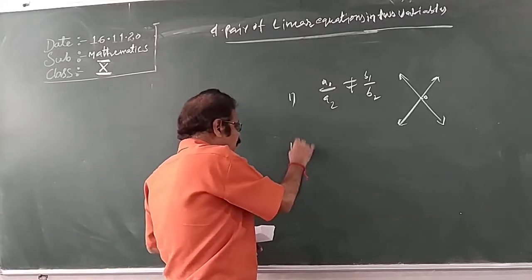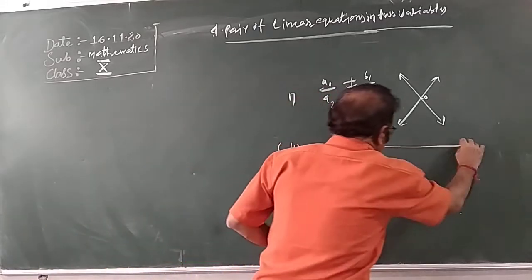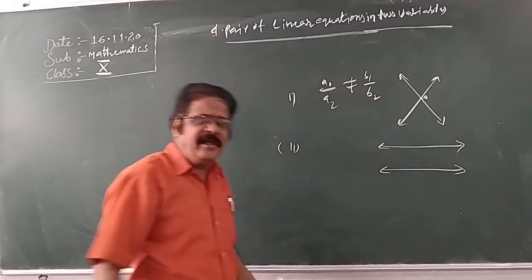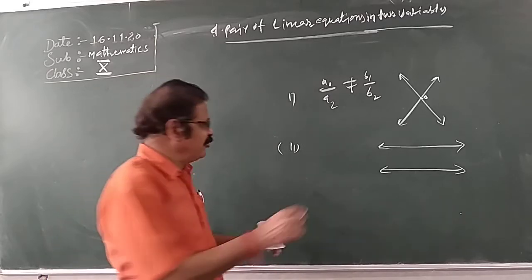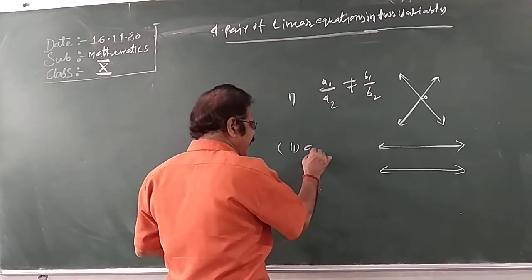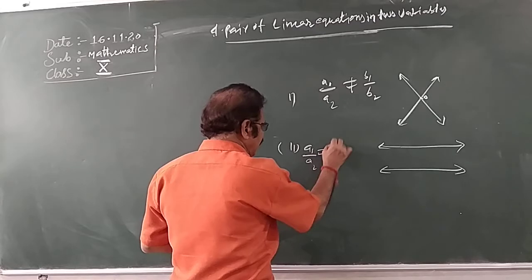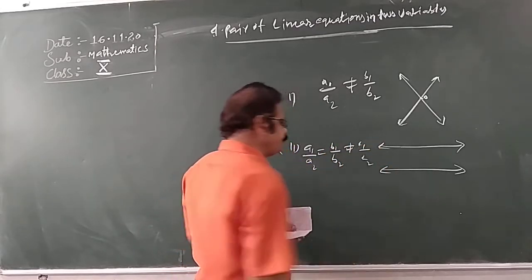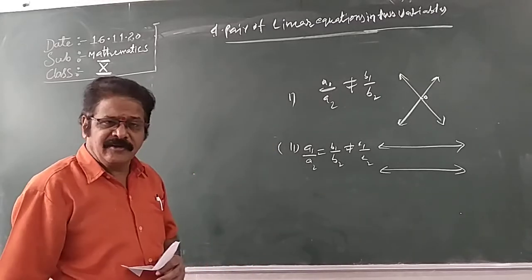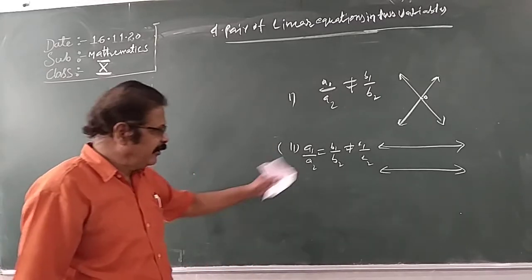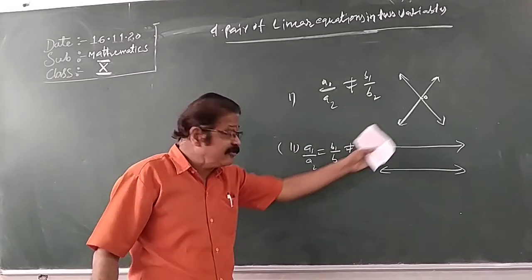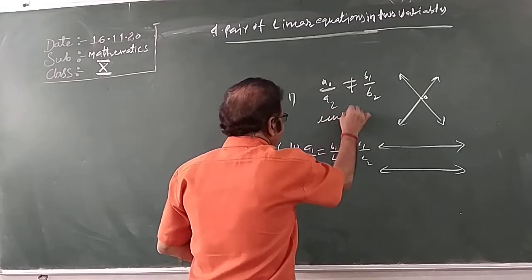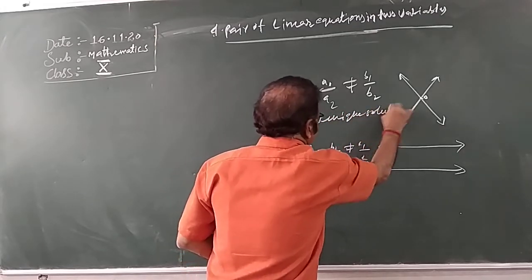Secondly, I told you, when you draw the graph, they can be parallel. How can you say that they are parallel? Parallel means they don't have any common point. No common point means no solution. How can you say by seeing the equations? a1 by a2 equal to b1 by b2 is not equal to c1 by c2. So a1 by a2 and b1 by b2 are equal, but b1 by b2 is not equal to c1 by c2. Then they are parallel, no solution. The earlier case has a unique solution.